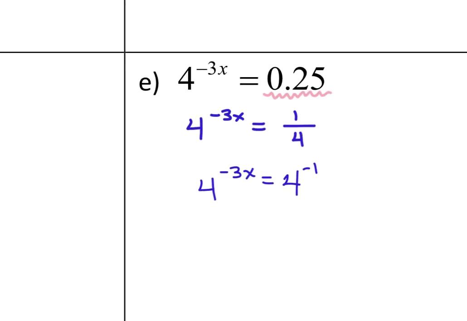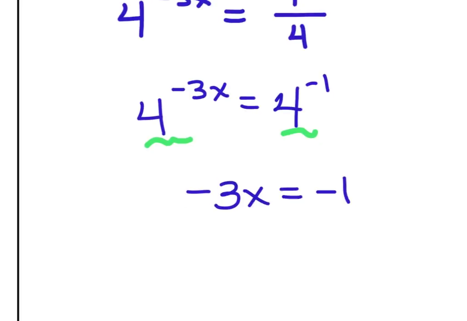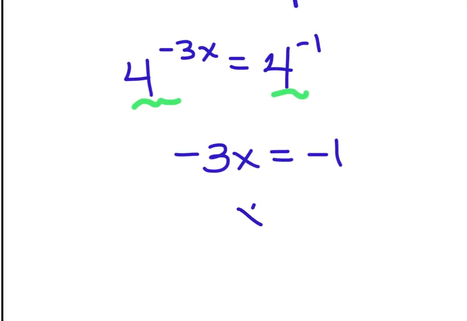Now I have the bases on both sides the same, and so my equation is going to be to make the exponents equal to each other. And so x is equal to negative 1 divided by negative 3, which is positive 1/3.